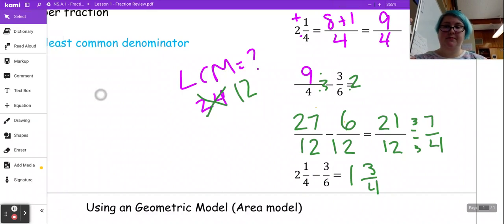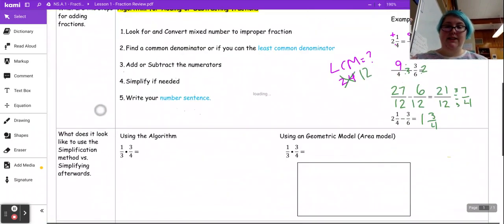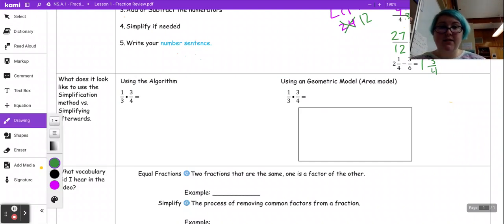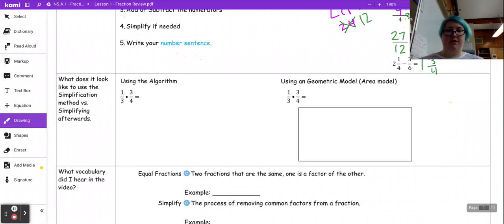All right, folks. So now let's get into what it looks like to use a model, to use a picture to represent these fractions, because we are now going to multiply two different fractions. So the algorithm is the math, the step-by-step, here's how I do it. The model, the geometric area picture, is showing the same thing, but we are drawing it out, okay?